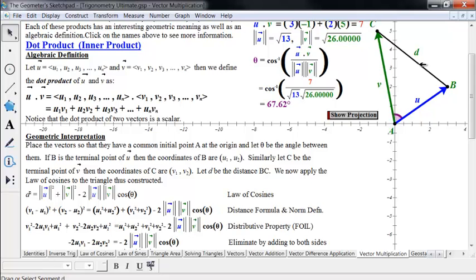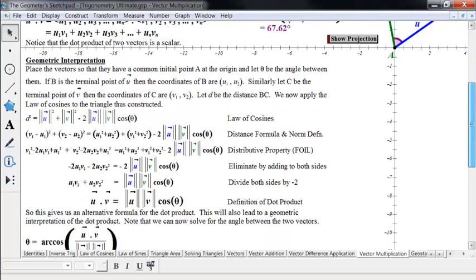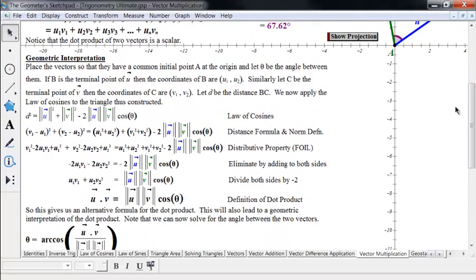So the law of cosines says d squared equals the norm of u squared plus the norm of v squared minus 2 times the norm of u times the norm of v times the cosine of that angle theta between them. So remember, theta is the angle between the two if you put them tail to tail. Okay? So here we have d squared is norm of u squared plus norm of v squared minus 2 norm of u norm of v cosine of angle theta. That's the law of cosines applied to that triangle.